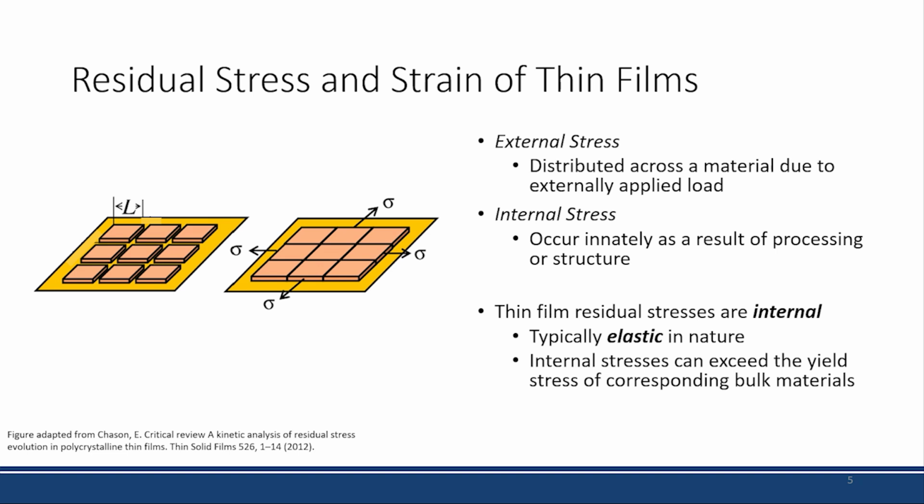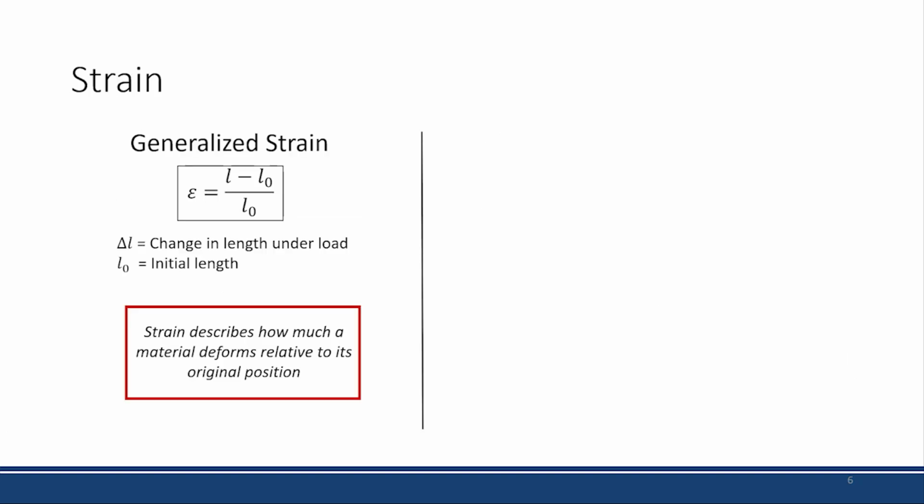For thin films, because they're very small, we're looking more at internal stresses, which occur innately as a result of processing or structure. So these are going to be within the film because of deposition or adhesion or something else. So thin films are typically internal. They're often known as residual stresses as well. They're elastic in nature. Something kind of unique about them is they can exceed the yield stress of corresponding bulk materials. But they are hard to measure, especially with very thin films.